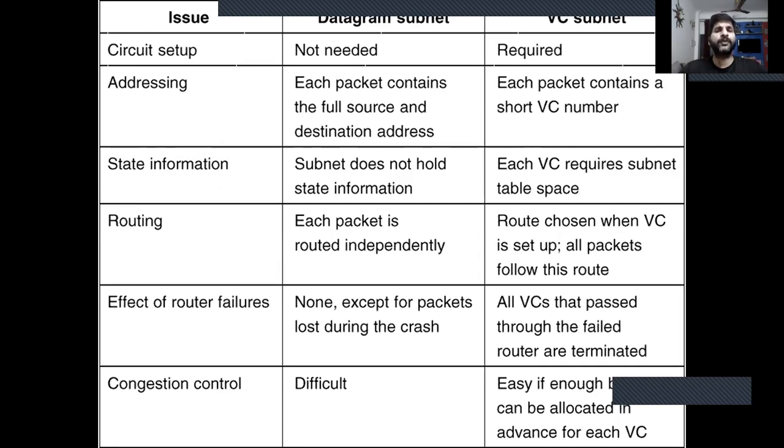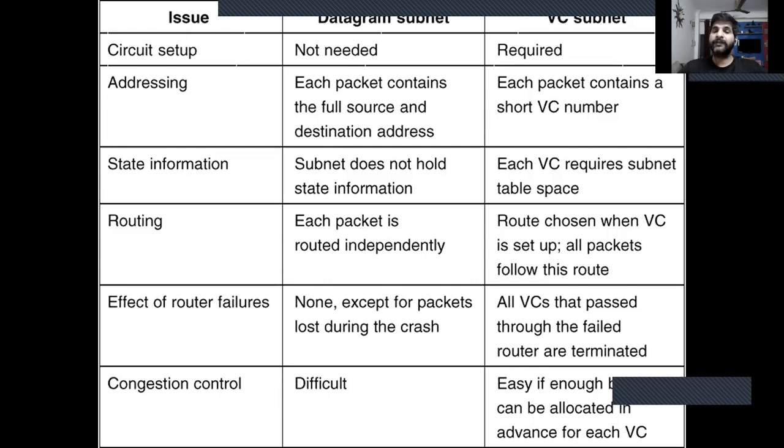each packet contains the full source and destination address, while in the virtual circuit approach, each packet contains a short virtual circuit number. State information: datagram subnets do not hold state information, while each VC requires subnet table space. Routing: each packet is routed independently, while in the virtual circuit approach, the route is chosen when the virtual circuit is set up, and all packets follow the route. Next, effect of router failure: none, except for packet loss during the crash.